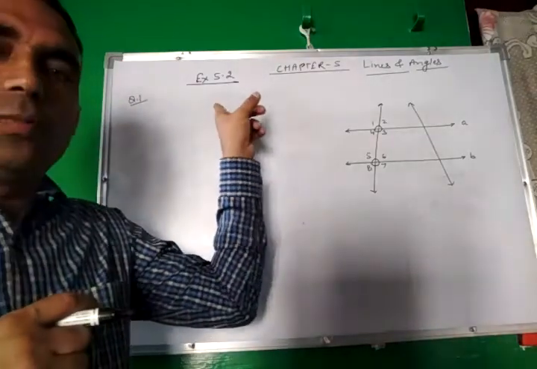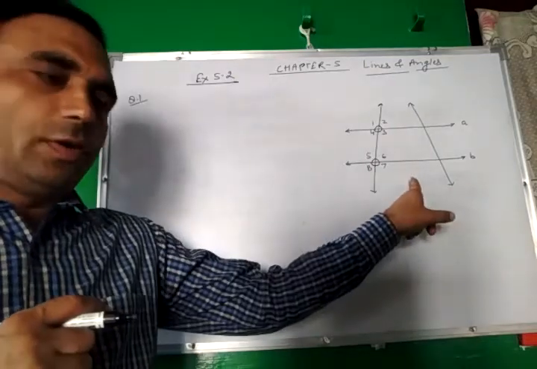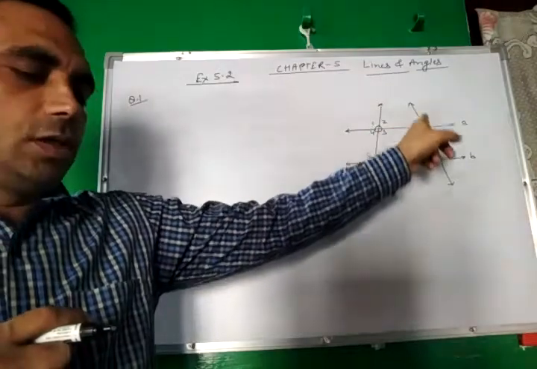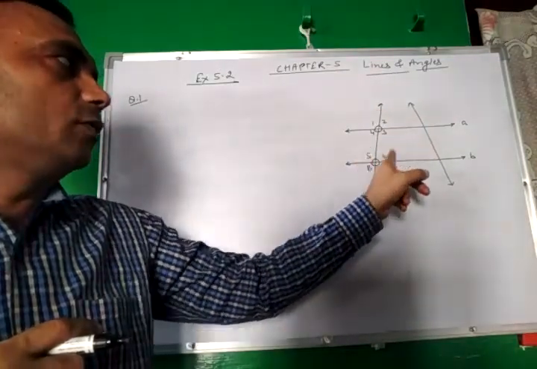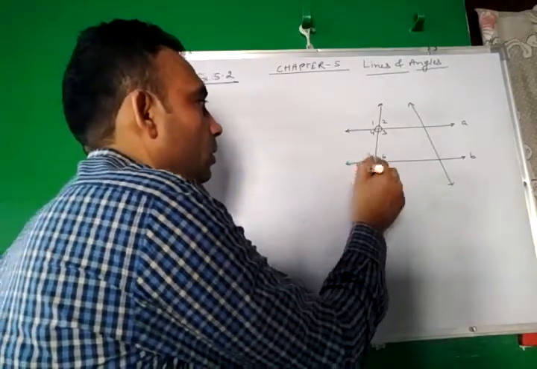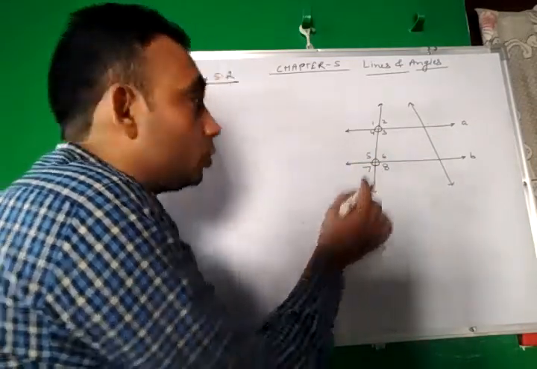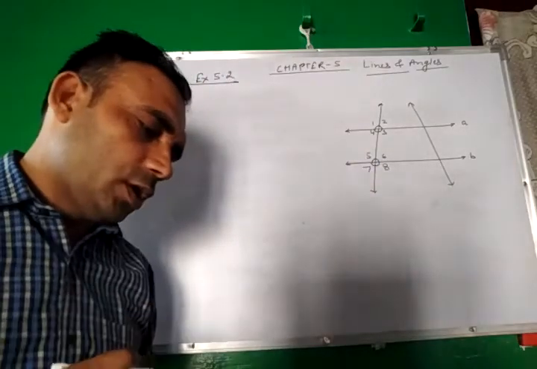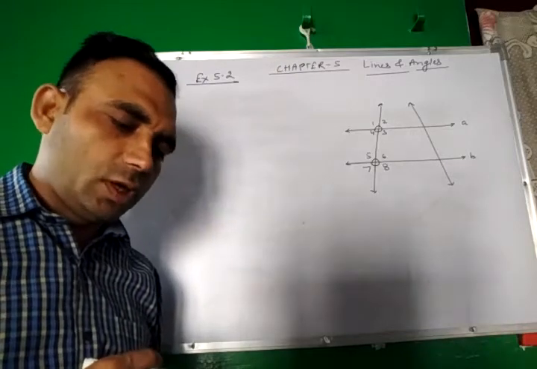This is exercise 5.2, question number 1. This is the given figure. There are two parallel lines A and B. This is one transversal. This is another transversal. This is angle 1, 2, 3, 4, 5, 6, 7, and 8. Now state the property that is used in each of the following statements.